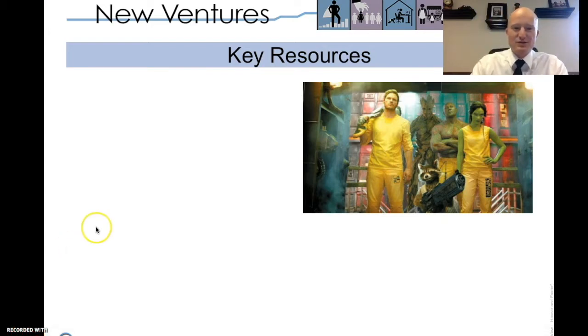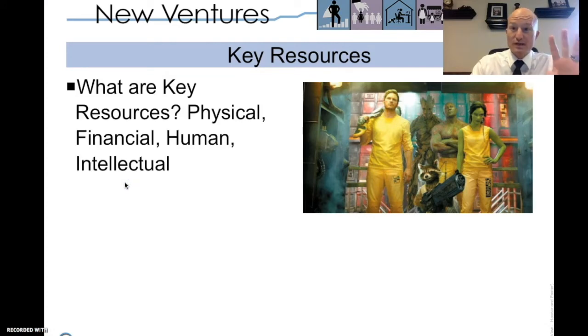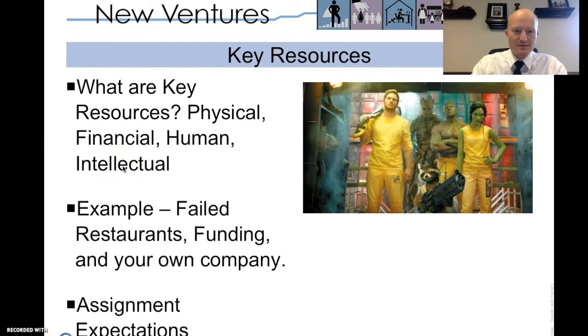All right, so your Udacity lecture gives you 4 categories of key resources: physical, financial, human, and intellectual. I'm going to kind of bounce around them. I want to talk assignment expectations first, and I'll give you examples of them.